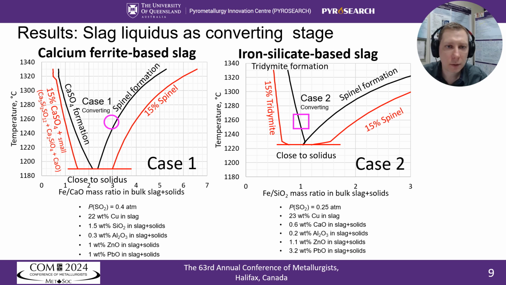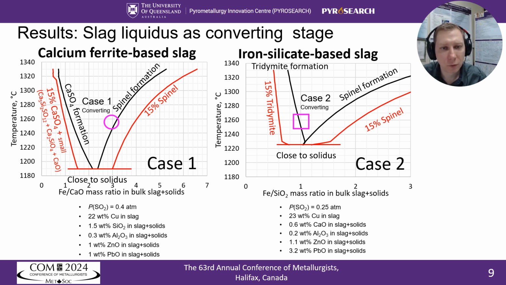Here, we can see the difference in slag liquidus at the converting stage for cases 1 and 2. On the left, we see that for calcium ferrite-based slags, a liquid slag region exists even at temperatures below 1200 degrees Celsius. But for the iron silicate-based slag, there is a risk of complete solidification at temperatures below 1225.